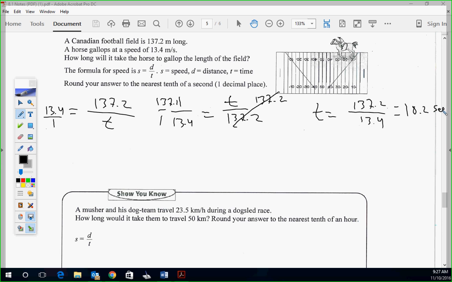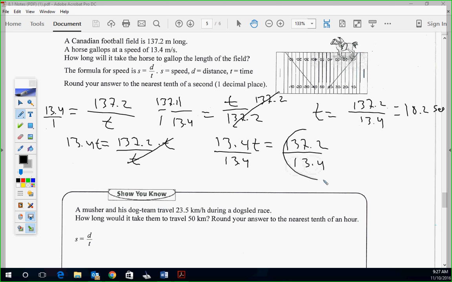Okay, here's the other way. I'll keep the same setup. I have 13.4 equals 137.2 over t. Again, the problem is we don't like t on the bottom. So we're actually going to multiply t to the other side. Everybody okay with that? So I'm multiplying t to both sides. That's gone. We now have t off the bottom. And you can see now it's an easier decimal problem. Because now what do we do? Divide 13.4. Easy, easy. Okay, and you can see, guys, we got the same thing.